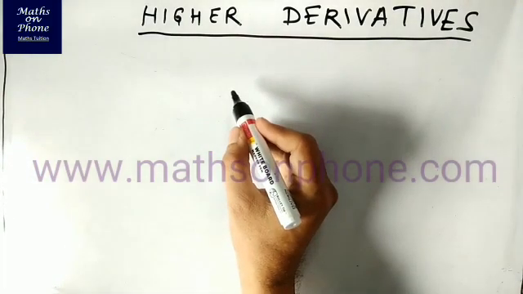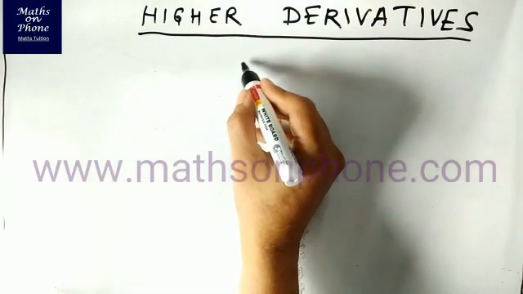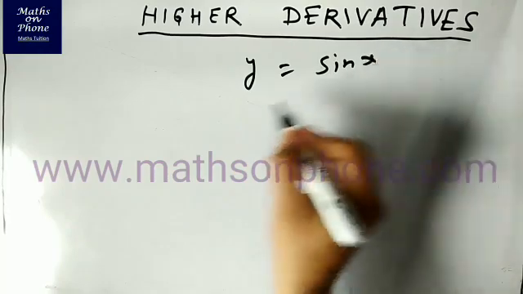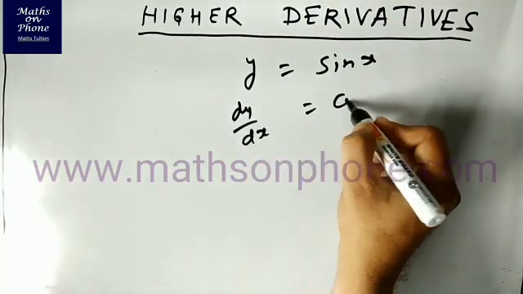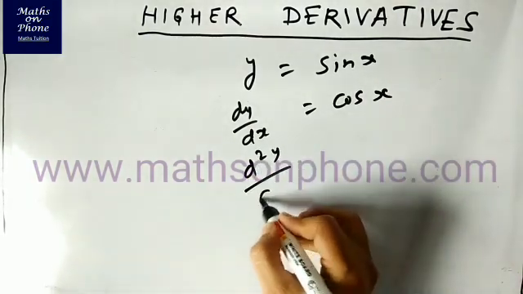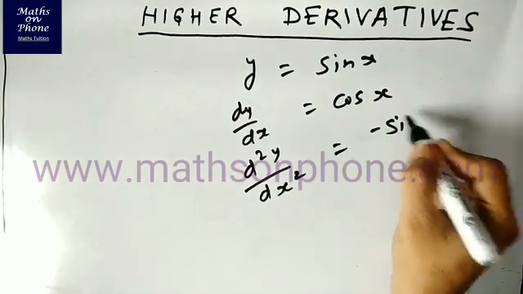Now we will see double differentiation, triple differentiation, or we can say the higher order derivative of a function. Suppose y is equal to sin x. So what is dy by dx? That you know, it is cos x. If I say what is d square y by dx square, this will be minus sin x.